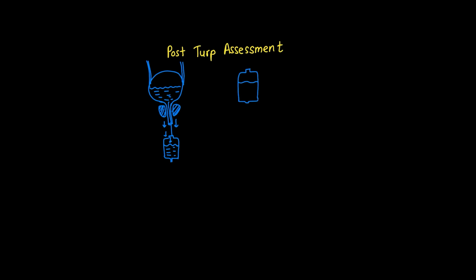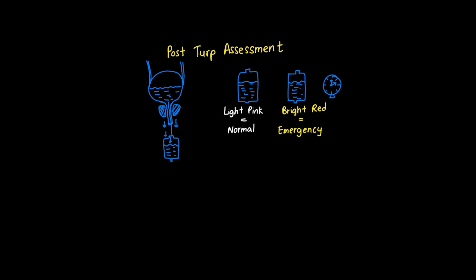To understand post-TURP bleeding complications, let's examine what normal versus abnormal drainage looks like. After transurethral resection of the prostate, continuous bladder irrigation keeps blood clots from blocking the catheter. Normal drainage appears light pink to clear as healing progresses. However, bright red blood with clots signals arterial bleeding, a surgical emergency. This isn't expected drainage that you simply document.